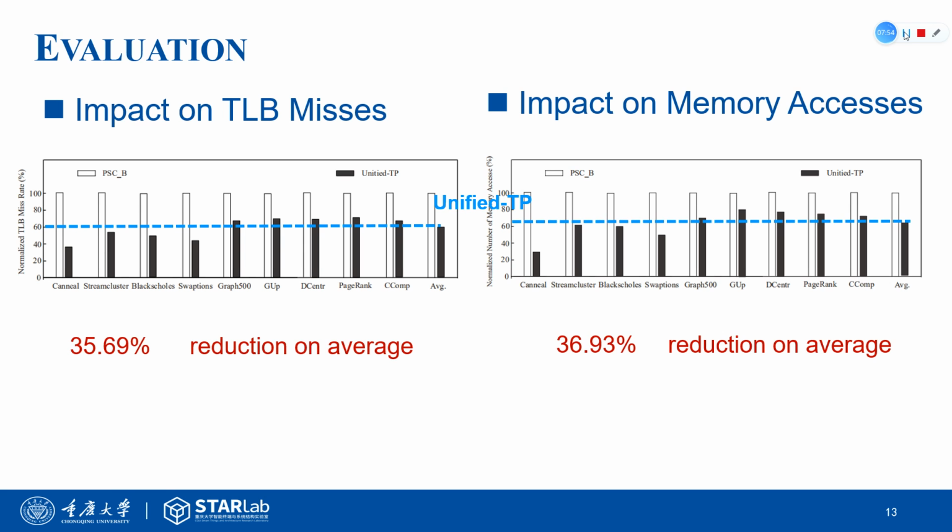We evaluate the number of TLB misses and memory accesses of unified TP and the baseline system. The experiment results show that unified TP reduces the TLB miss rate and memory accesses by 35.69% and 36.93% on average for all benchmarks, respectively.